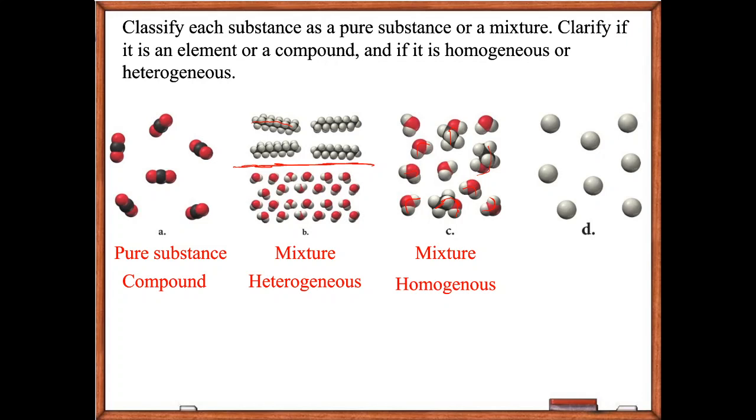Okay, and the last one here, I just have sort of white spheres. So maybe this is some kind of gas or something like that. So it's just going to be a pure substance or a mixture. I just have one unit repeating. Okay, so that's going to be a pure substance. Is it going to be an element or a compound? Okay, so I just have a singular atom sort of floating by itself. Okay, so that's going to be an element. I'll give you a second with all of these on the same page.